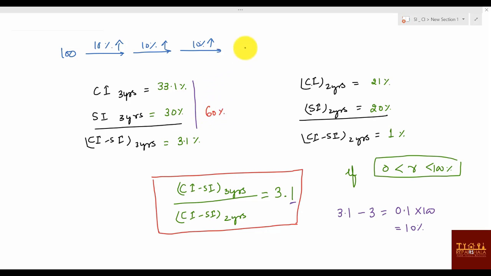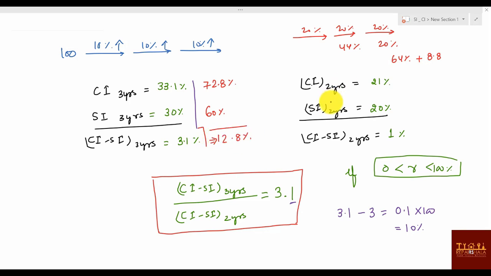And so what you can say, 20% is like 20%, 20% and 20%. Till here it is 44% and here 20%. So this will be 64% plus 8.8, or you can say 72.8%. So what is the difference? 12.8% is the difference, right? CI minus SI for 3 years is 12.8%.